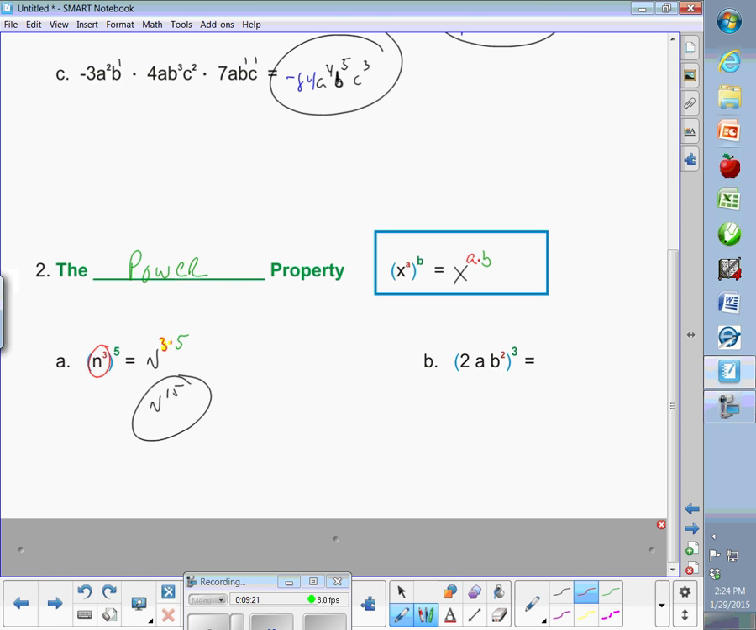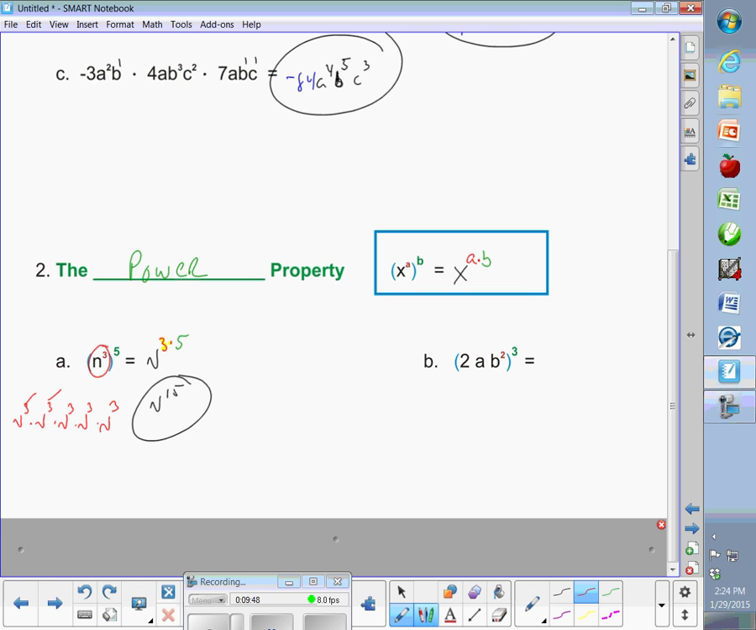An n cubed to the fifth power would technically be n cubed times n cubed times n cubed times n cubed times n cubed, right? 1, 2, 3, 4, 5 of them. And remember, each n cubed is n times n times n. So really, what do you have? You end up with n times itself 15 times. What's the rule doing? It's just a shortcut for all of that.